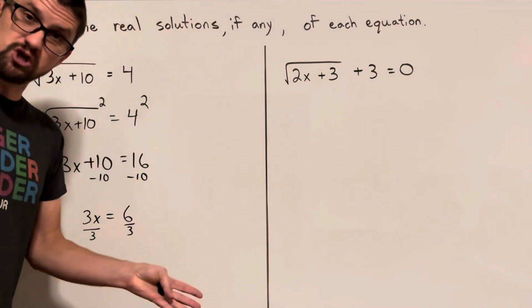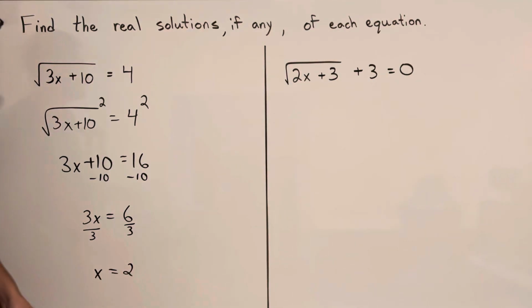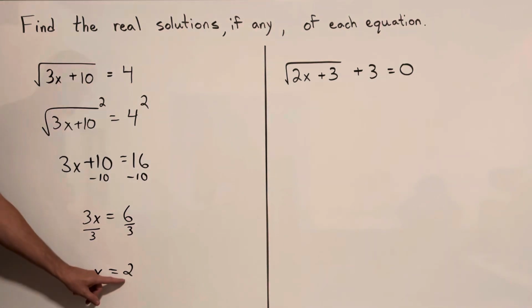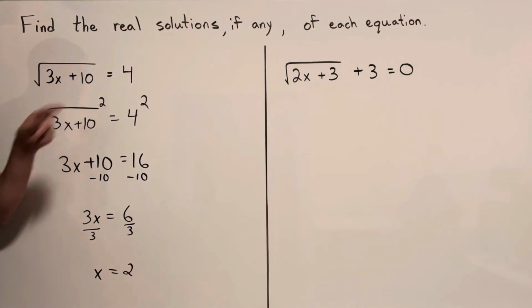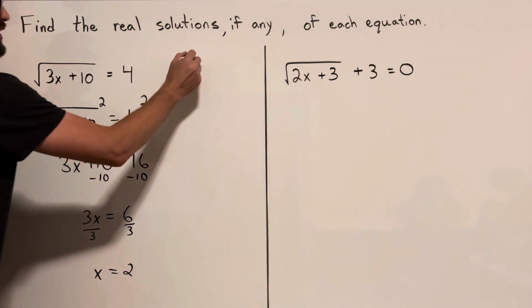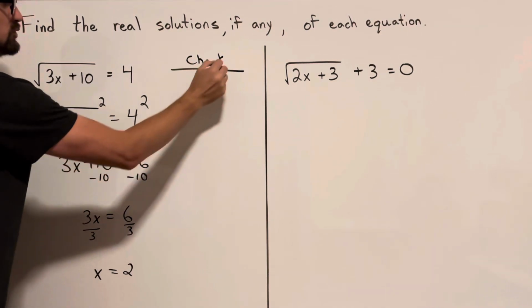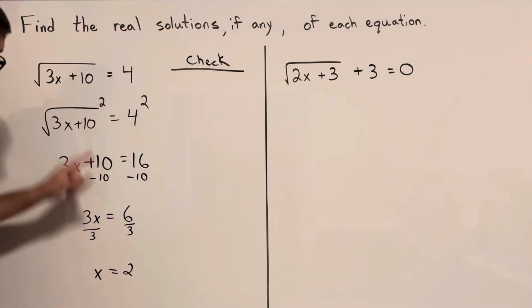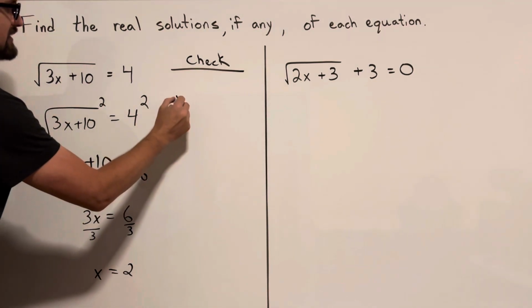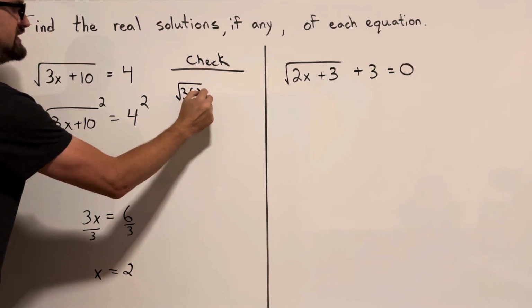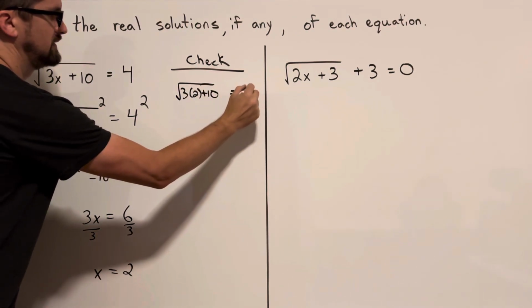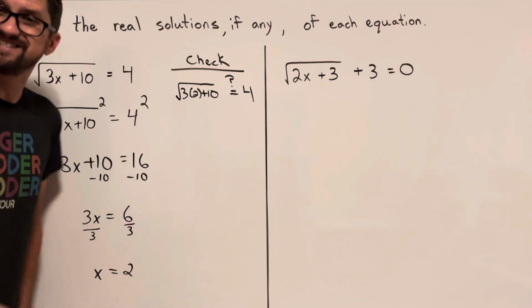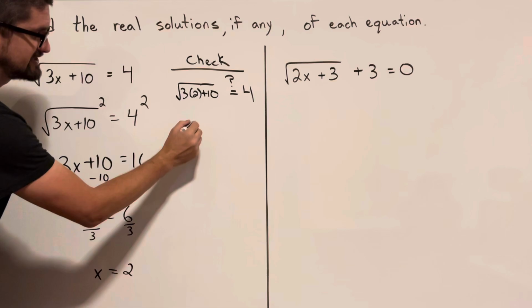But whenever you're solving radical equations, you want to check your answer. Always check your answer. So I'm going to take this 2, and I'm going to plug it into the original equation here. So I'm just going to rewrite the same thing, but I'm going to plug 2 into this x spot right here. So 3 times 2 plus 10, does that equal 4?